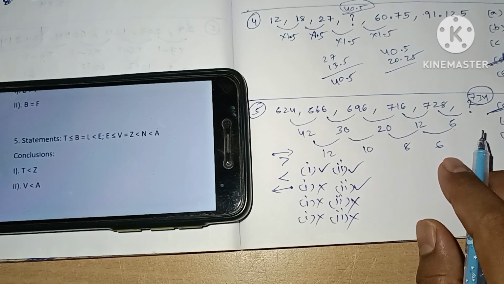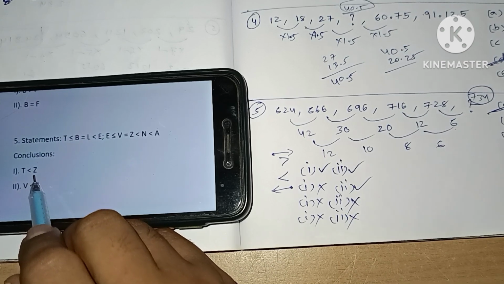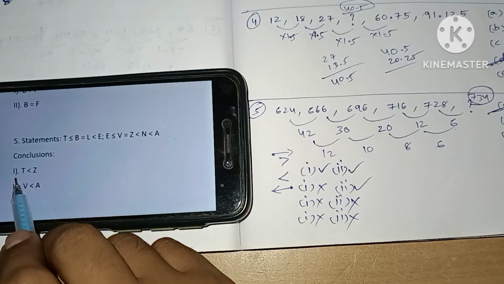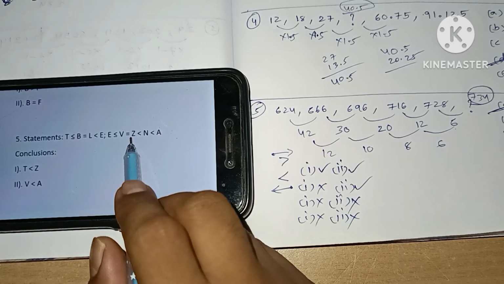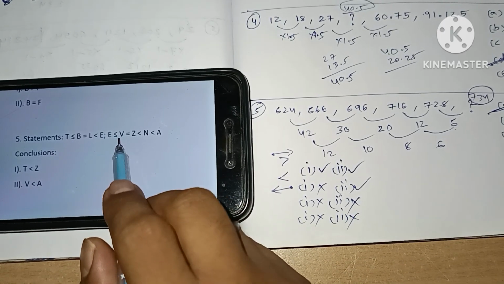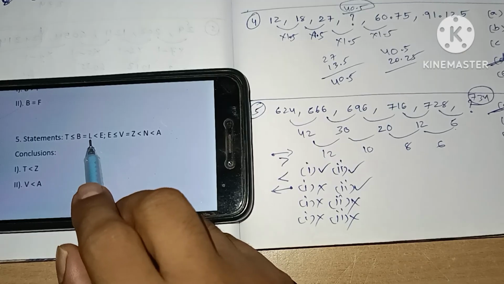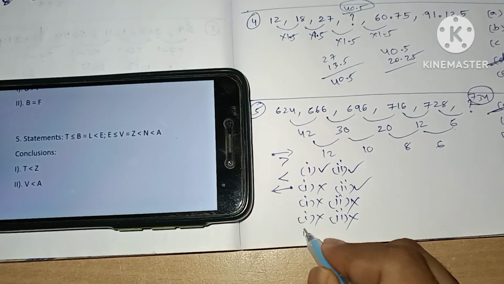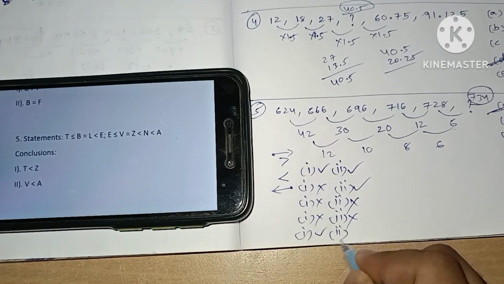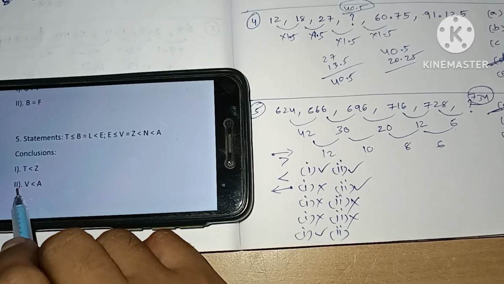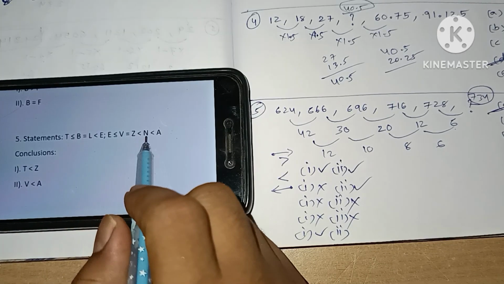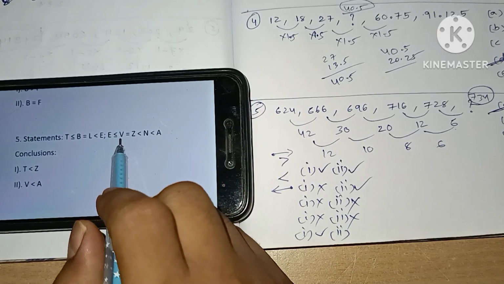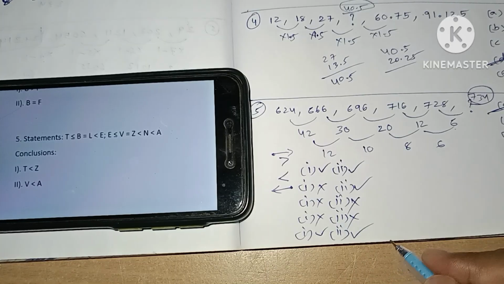Okay, let's see fifth question. The flow from Z to T. From Z we can reach V and E. From E we can reach T. So first conclusion will be true. Second conclusion, the flow from A to V. From A we can reach V. So second conclusion is also true.